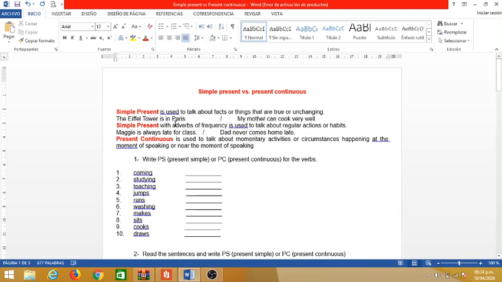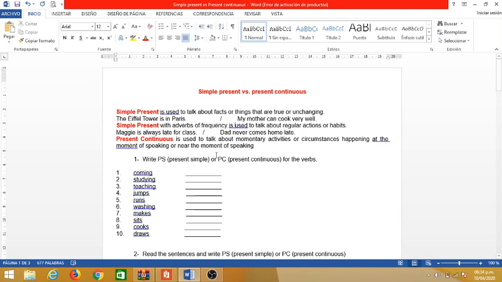The simple present can be used with adverbs of frequency or expressions of time to talk about regular actions or habits too. For example, Maggie is always late for class. Dad never comes home late.